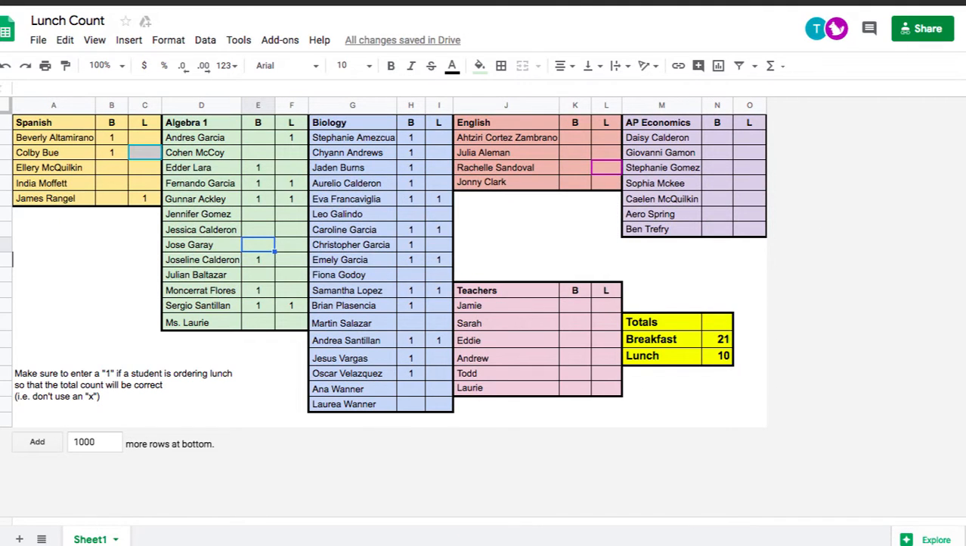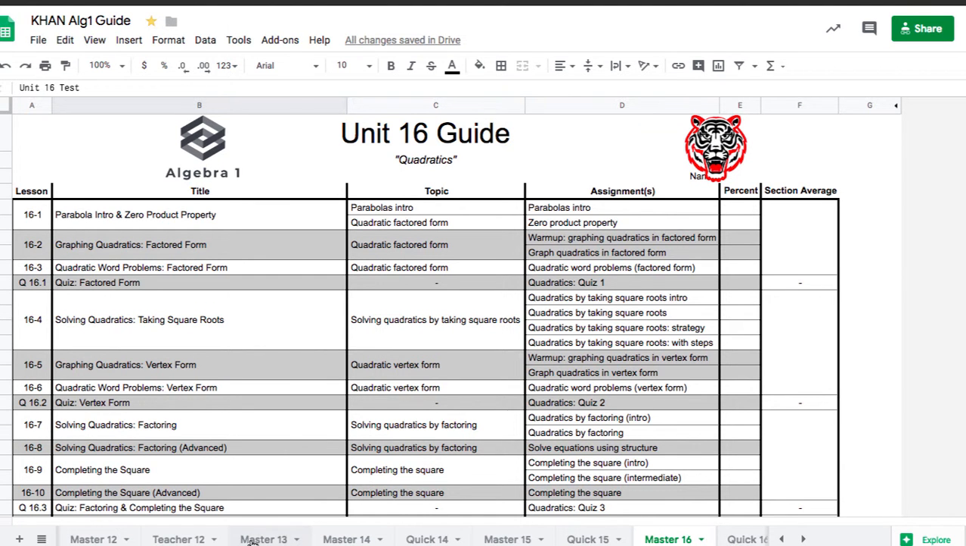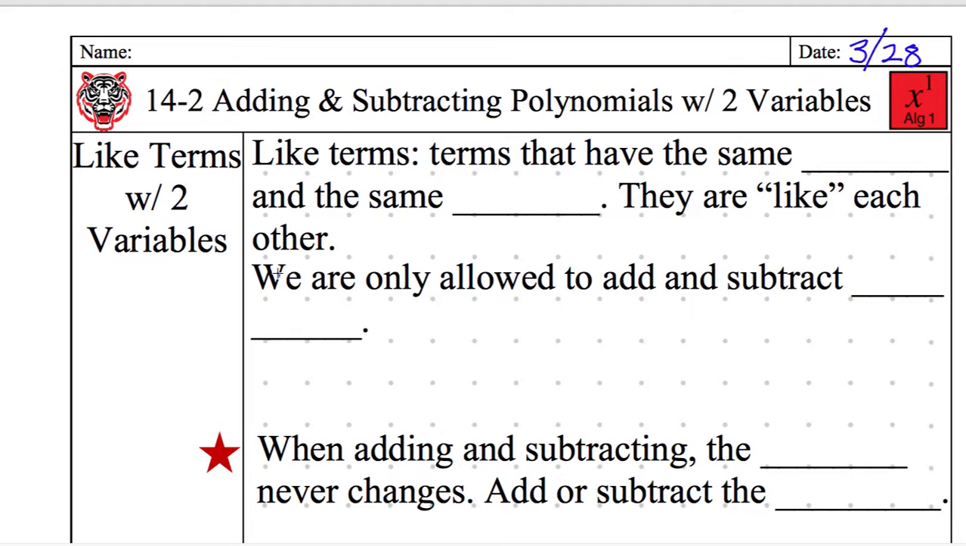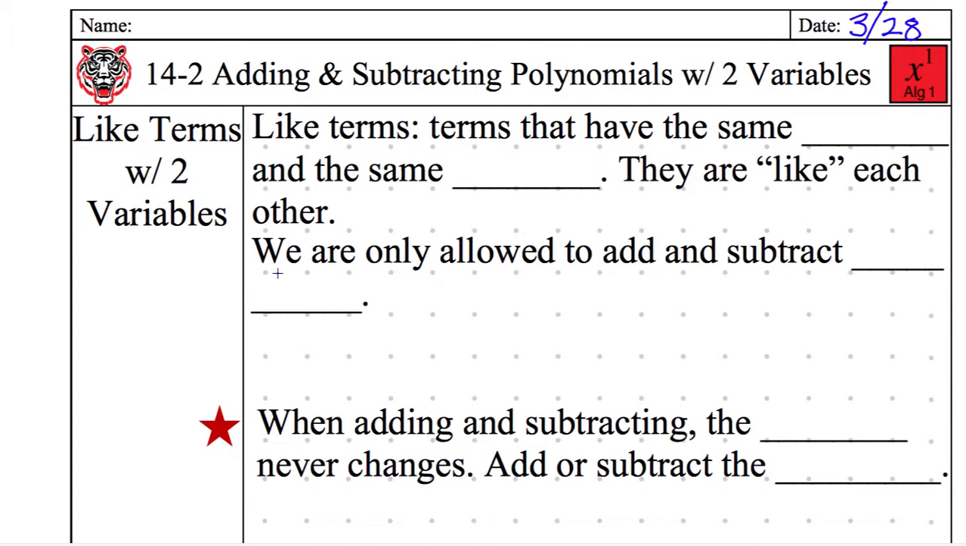Let's come back here and talk about where we are in our unit guide. We're on quick 14. After today, we are halfway done, because we have 2 more lessons then a test. That means Friday we do 14-3. We have that week off for spring break. We come back Monday for 14-4. Test on Tuesday. All right, so let's get through this.